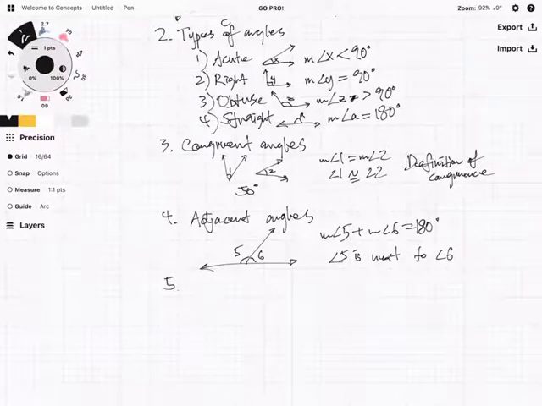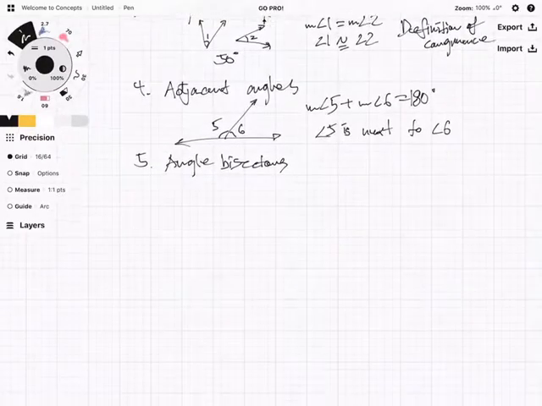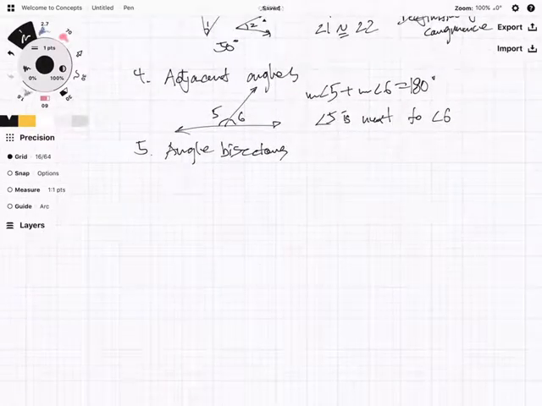Now we're going to be talking about our last term, an angle bisector, and we're also going to have an interesting problem to solve in this topic. So, angle bisectors. If you know what a bisector is, you're going to know what an angle bisector is. It is really straightforward.